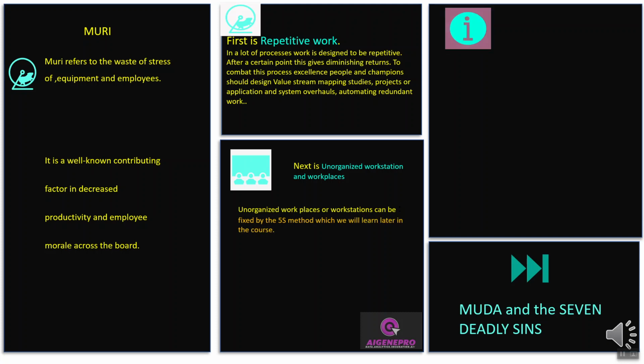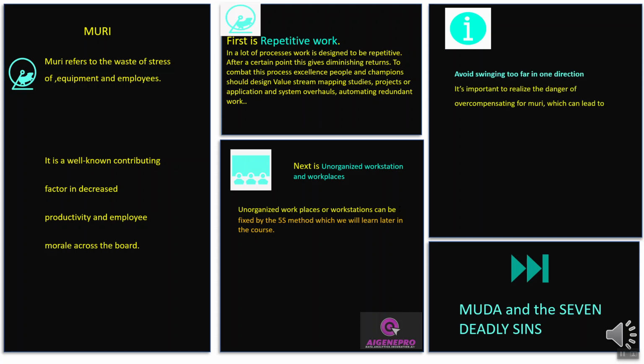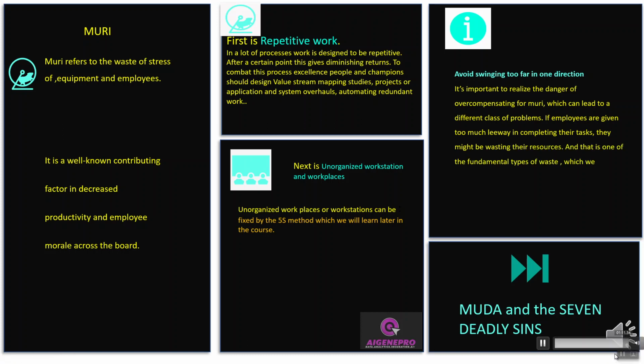Important: avoid swinging too far in one direction. It's important to realize the danger of overcompensating for MURI, which can lead to a different class of problems. If employees are given too much leeway in completing their tasks, they might be wasting their resources. And this is one of the fundamental types of waste, which we will cover in MUDA. Finding the perfect balance to completely eliminate MURI may not happen, and it might need a few iterations.